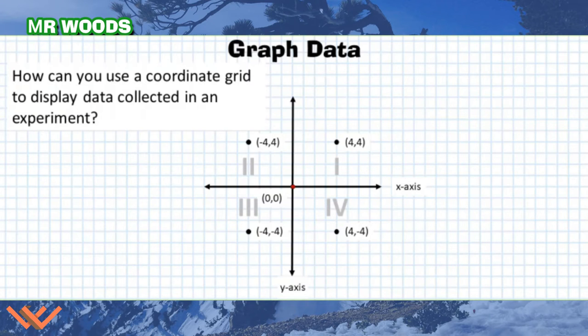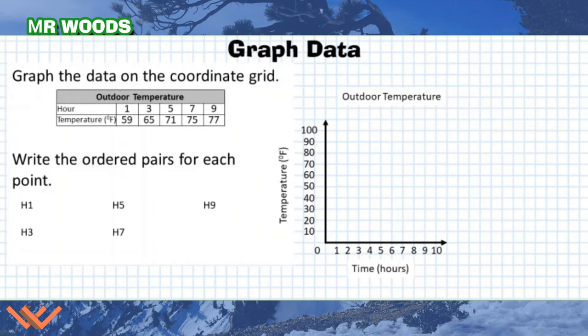But over here it says, how can you use a coordinate grid to display data collected in an experiment? Well, let's take a look. This reads here, graph the data on the coordinate grid. And here we have outdoor temperature. This is in a table, and here's the hour and the temperature in degrees Fahrenheit. So I have hours 1, 3, 5, 7, and 9.